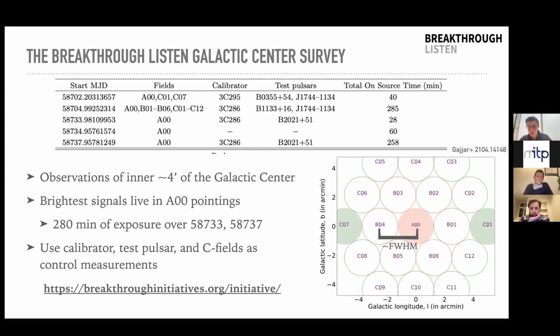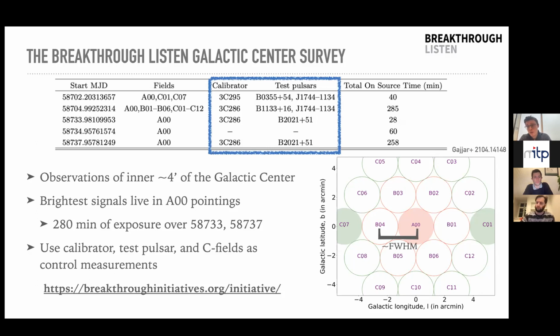Good. So this tells us that we have not only some good data in terms of looking for signals in this A00 region, but we actually have some nice analysis controls, like these C field pointings where we don't expect there to be bright sources and they're sufficiently far away from the A00 field that they wouldn't actually be contaminated by a signal that does appear in the A00 region. Good. So we also have a number of additional control measurements.